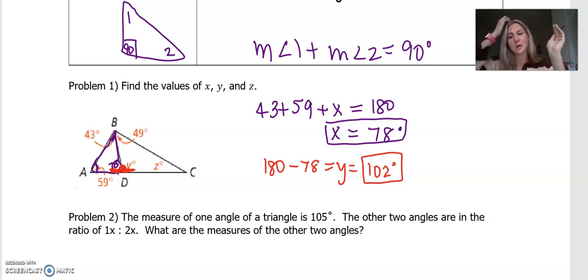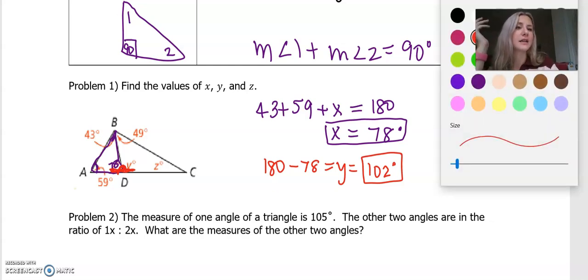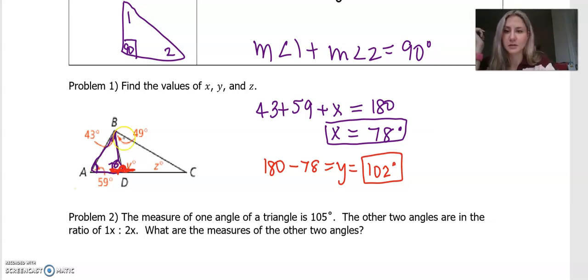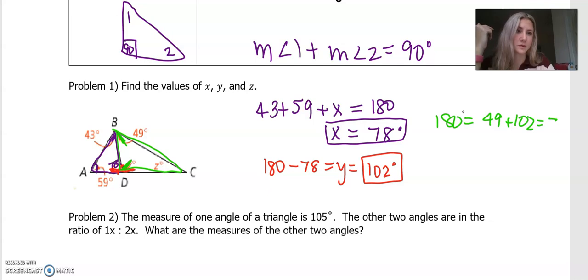And then once I know what y is, I can now focus on that other triangle, right? Because once again, now I know this angle of this triangle, this angle of the other triangle, so I can use the 180 to find z. So I know those three angles have to add up to 180. 49 plus 102 plus z. Combine like terms, subtract it from the 180, and we get 29 equals z. Okay?